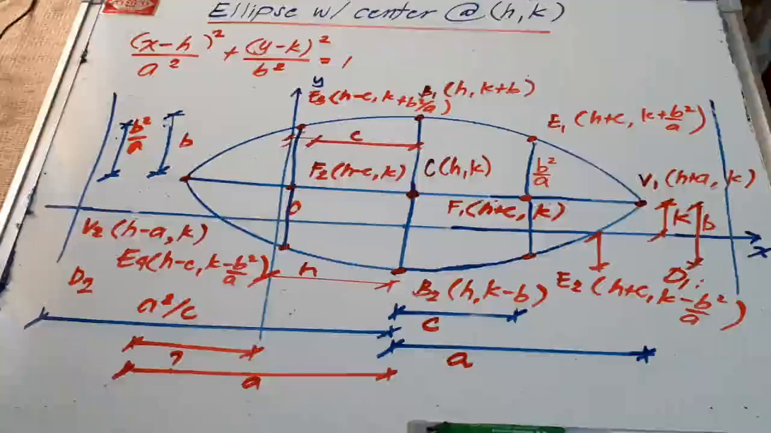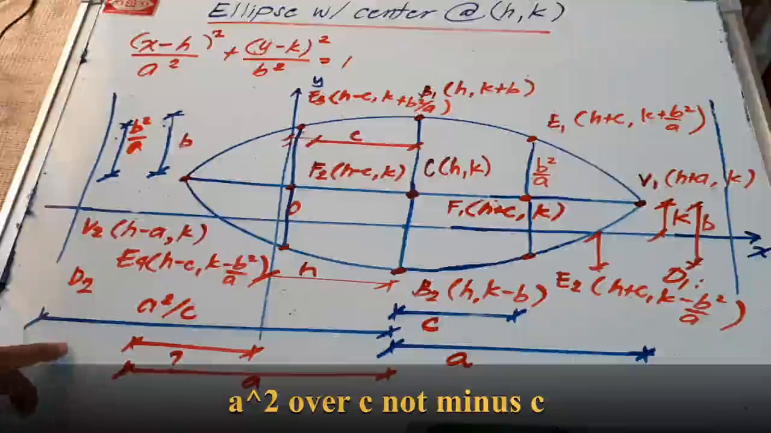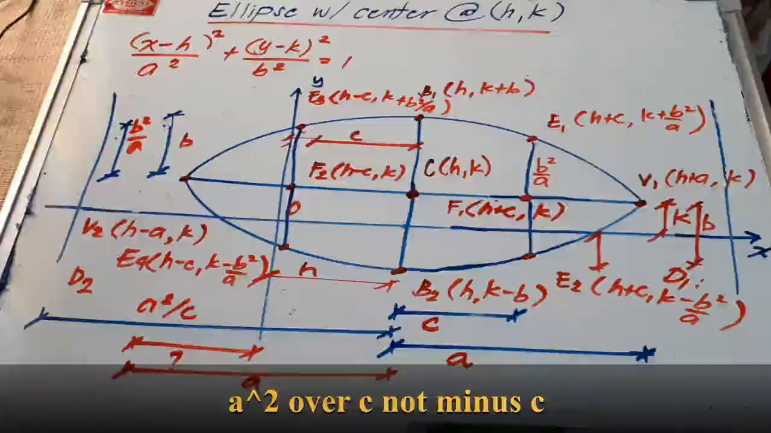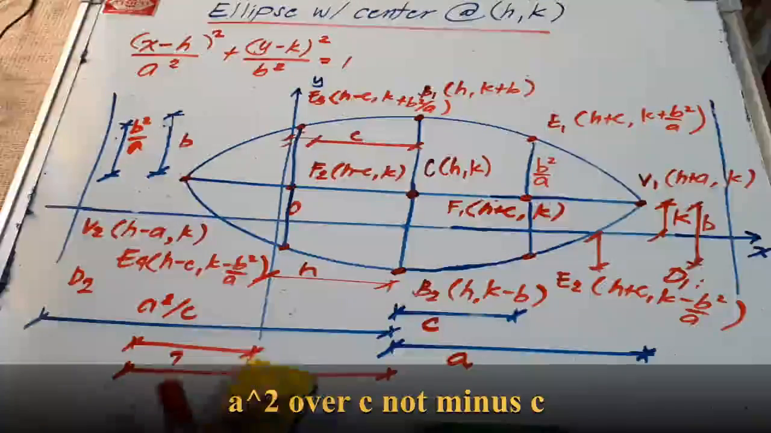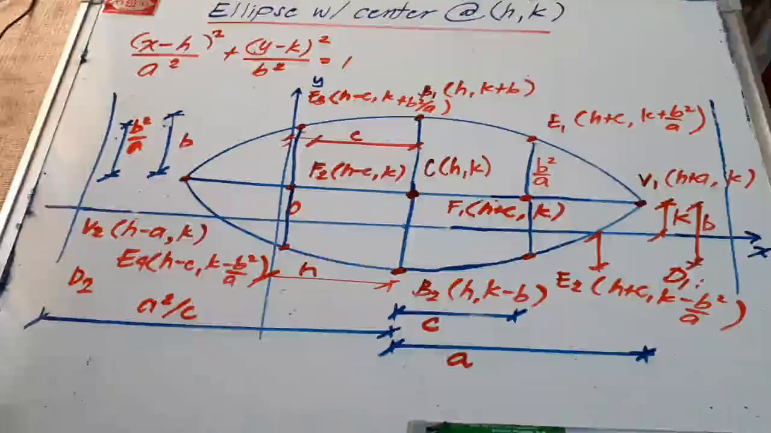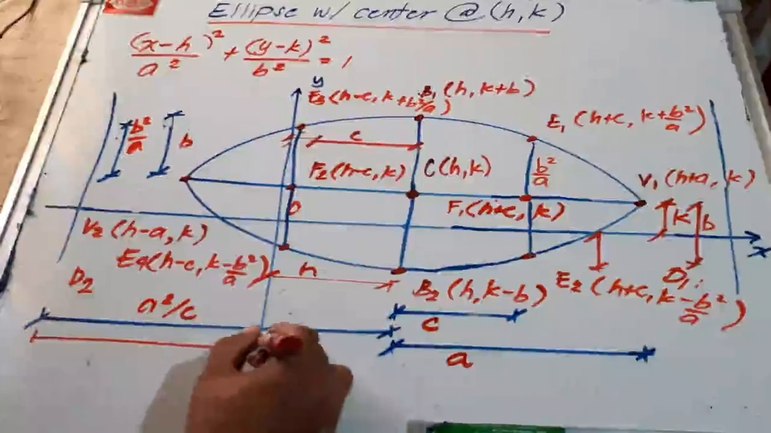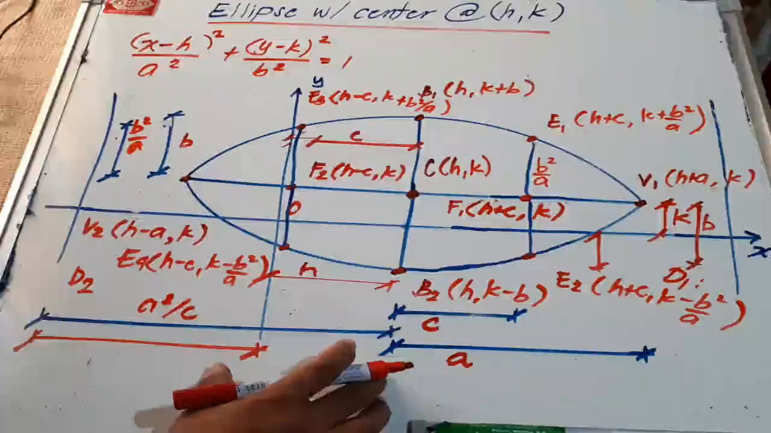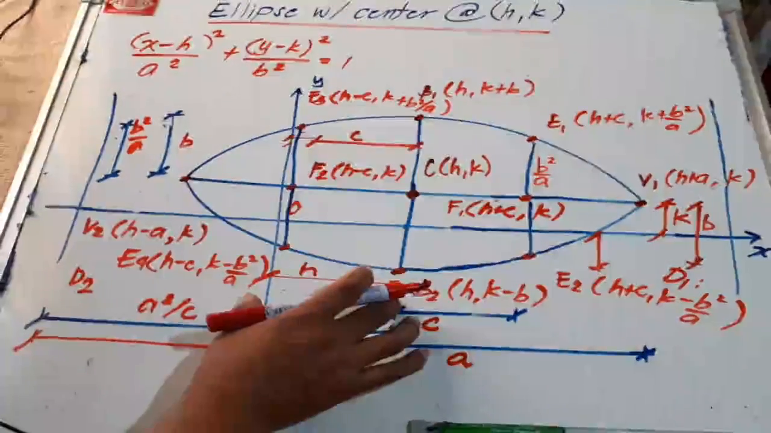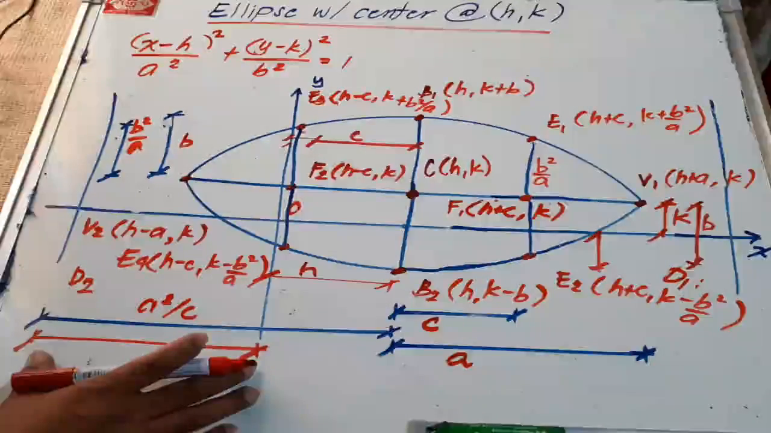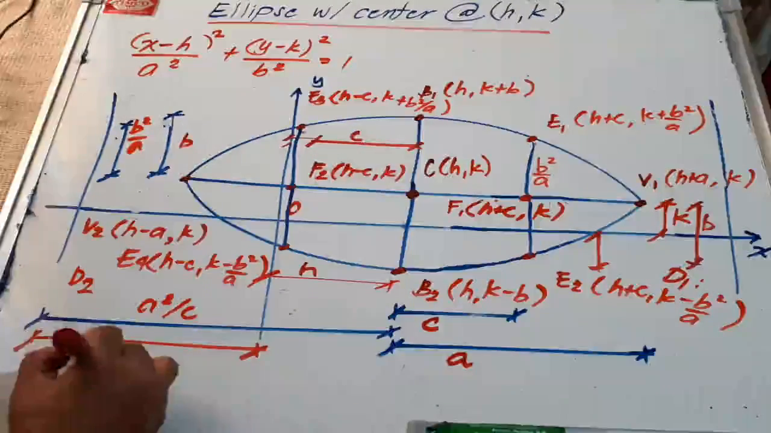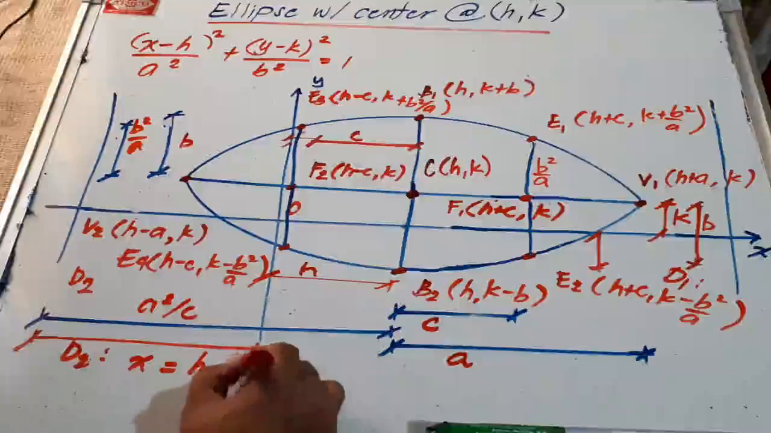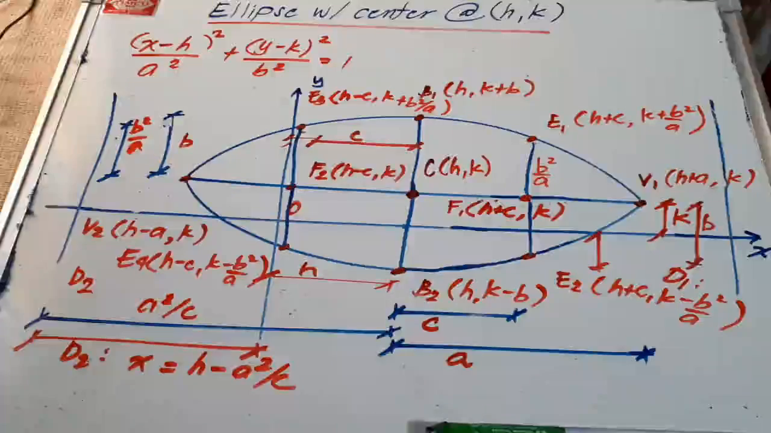And for the equation of the directrices, alam natin ang layo niya from the center of the ellipse is a squared over c. So, ang kailangan natin ay ito. From the origin. So, ano yun? That will be H minus a squared over c. So, that is the equation of the directrix 2. X equals H minus a squared over c for the directrix 2.